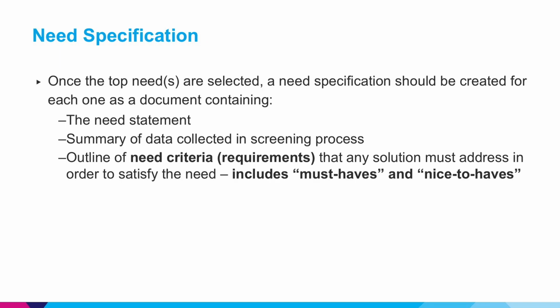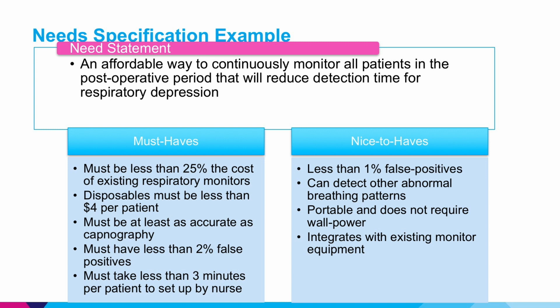Once the top need is selected, a need specification should be created which contains a needs statement, a summary of the data collected, and an outline of the needs criteria, which are the requirements that any solution must address in order to satisfy the need. This includes must-haves and nice-to-haves. Here is an example of a needs specification containing a needs statement, a list of must-have criteria and nice-to-have criteria.